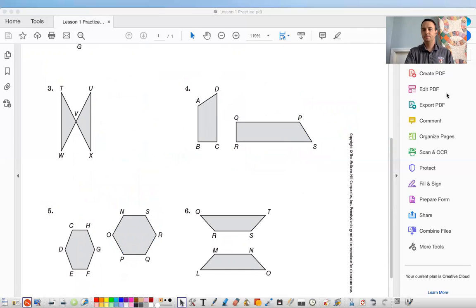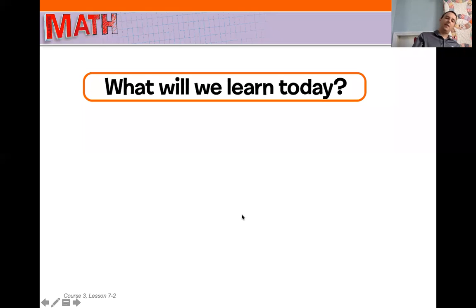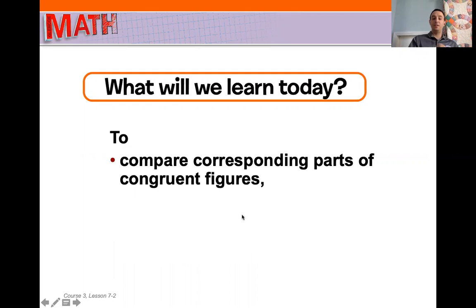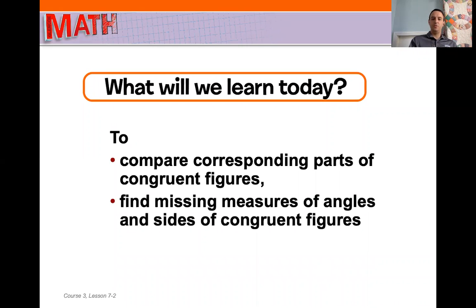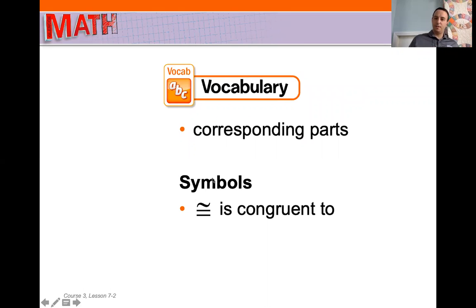What if they're not congruent? The second half of the lesson today is we're really going to take a look at, now that I can prove they're congruent by using translation, how can I compare the parts that are the same, and using that comparison, find missing measurements. So a little bit of information, a little bit of vocabulary.